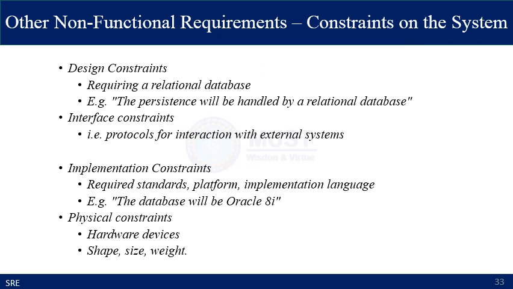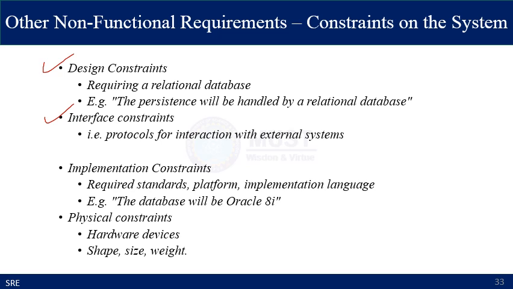So constraints can be different, such as design constraints. For example, your development team can put a restriction that requires the relational database. For example, the persistence of the data will be handled by the relational database. There can be some interface constraints such as protocols for the interaction with the external systems, such as some systems require you to handshake before communicating, and some systems may restrict you to use only HTTP protocols, and some may require to use TCP/IP protocol.